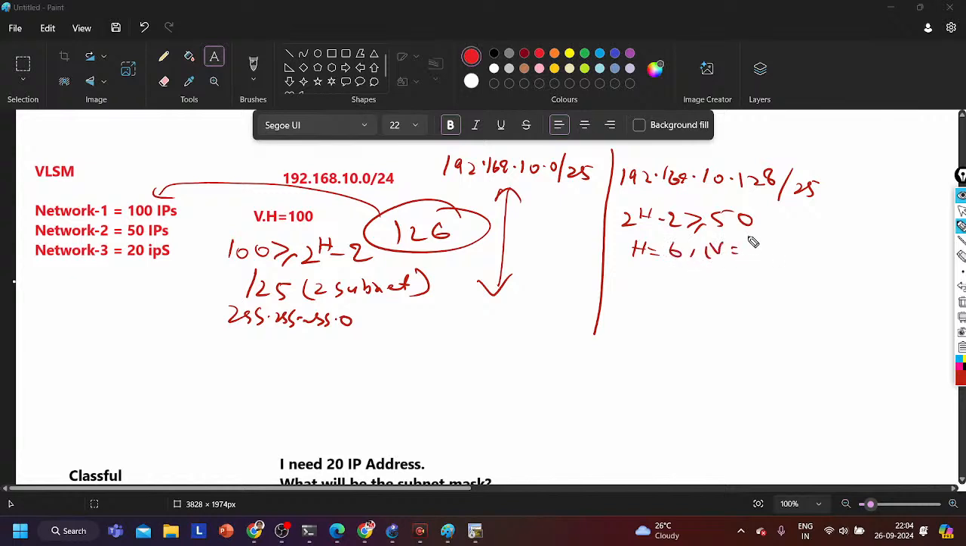So N will be what? 26. Right? That means I have borrowed 2 bits. So how many subnets are there? 4. Right? Now I have 4 subnets. First subnet is this one, and the second subnet is 192.168.10. I will add the block size. How to find block size?